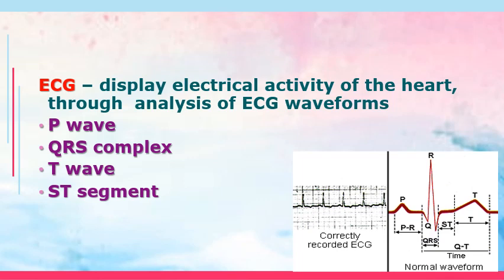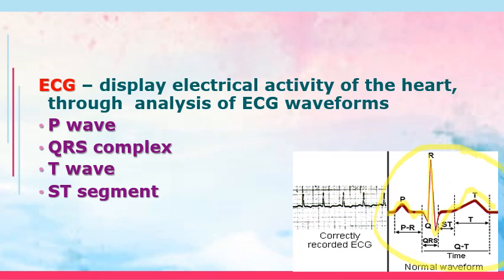So you have there the specific parts of your ECG. You have your P wave, you have your QRS complex, you have your T wave, and then your ST segment. If you look at the illustration on the lower right hand of the screen, this is your P wave, this will be your QRS wave, then you have your T wave. Okay, so these are the components of your ECG.